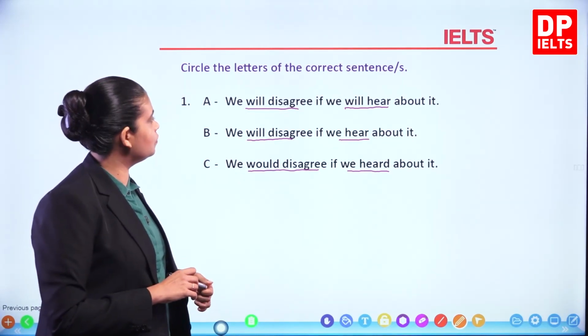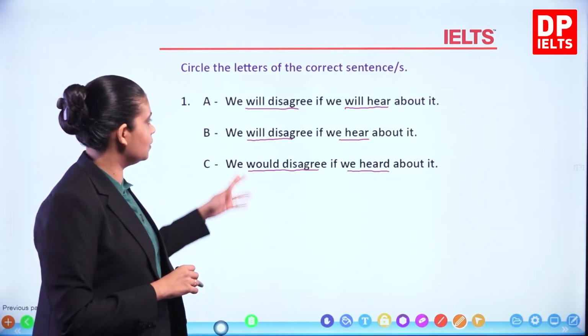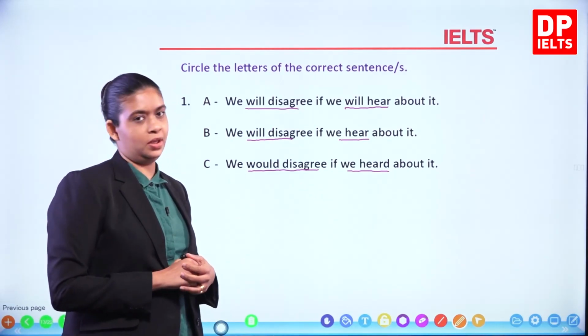We will disagree if we will hear about it. We will disagree if we hear about it. We would disagree if we heard about it.